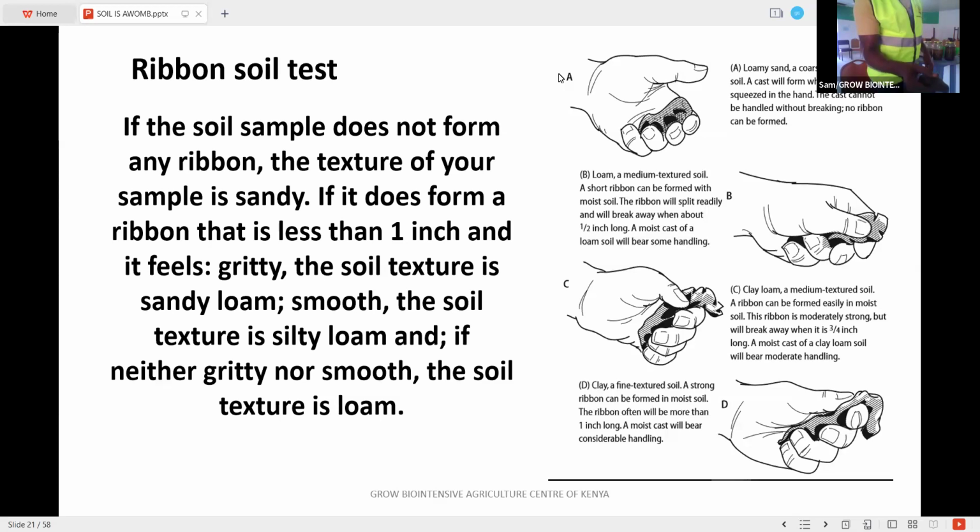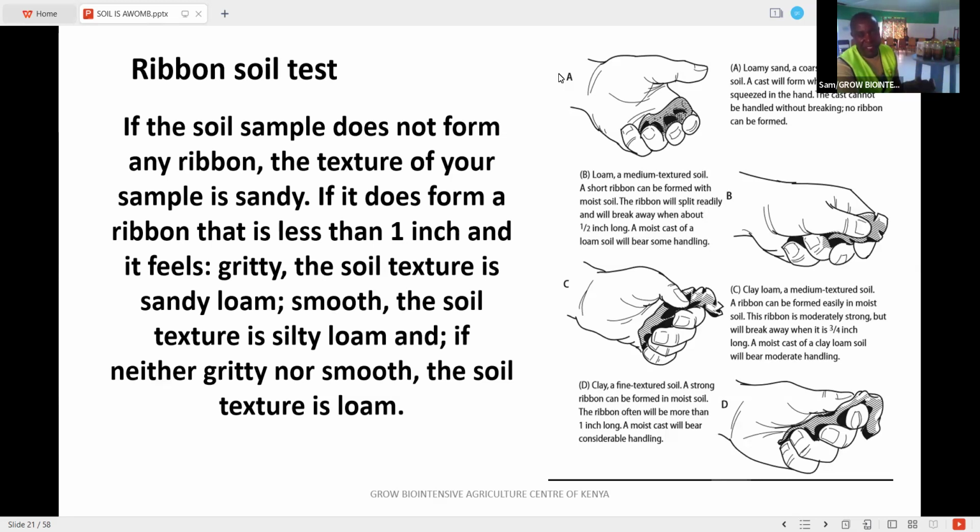So I've just pressed once, and it has cracked. So this is clay soil. It has cracked, and you cannot proceed again because this one will fall. So this is called the ribbon soil test. You just need your soil like this, and any agriculture officer, any agriculturalist should be able to understand the type of soil by it. It's very simple, and you will follow the procedures that are given.